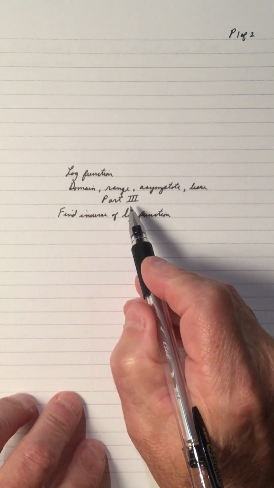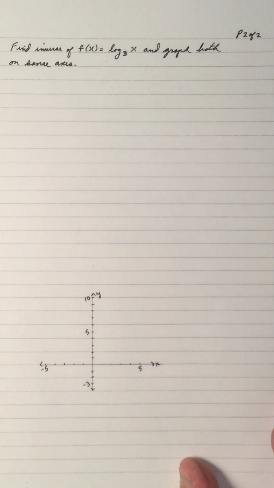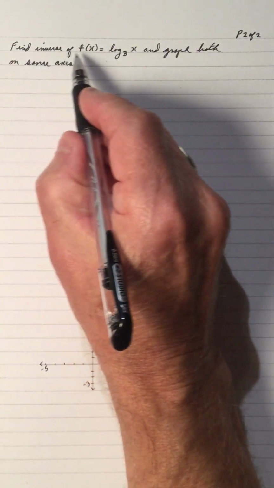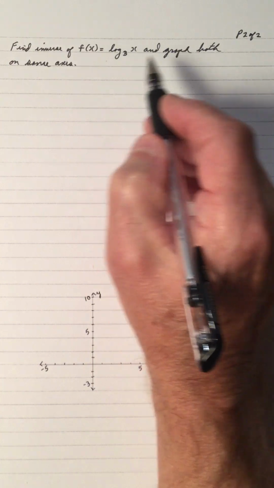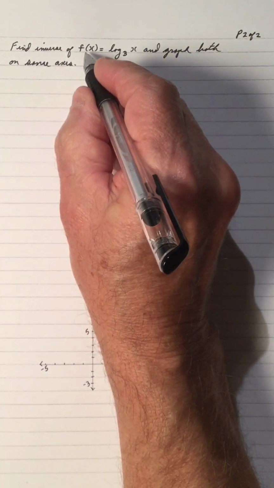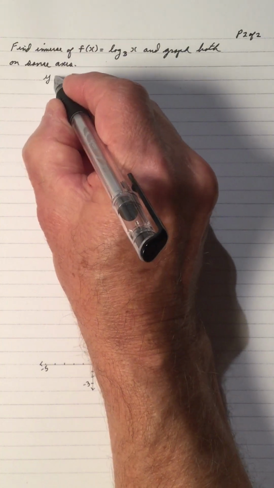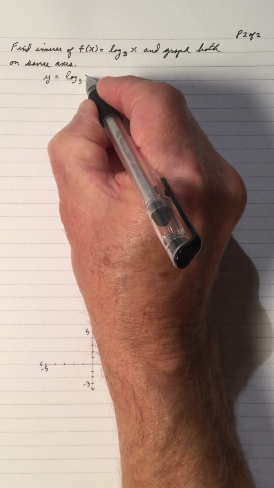This is part 3. In this video, I'm going to find the inverse of a log function. The previous video I did the inverse of an exponential. Now I'm going to do a log. Find the inverse of f of x equals the log of x base 3 and graph both on the same axis. So the equation is y equals log base 3 of x.